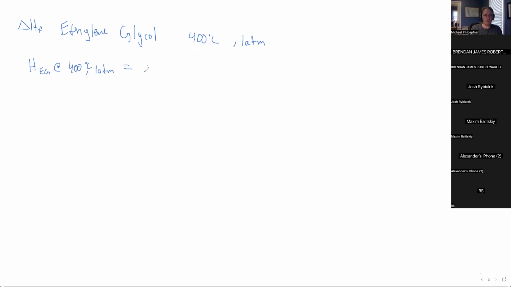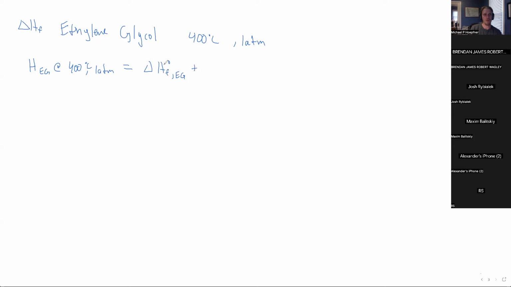In the heat of formation, we would do delta H formation naught of ethylene glycol, right? This is something that someone else has measured, we can look it up in the back of the book. Okay, so boom, we've created ethylene glycol from carbon, hydrogen, and oxygen. We've created the molecule, and this is going to have some delta H, probably some relatively large number, because ethylene glycol is a fairly big molecule.